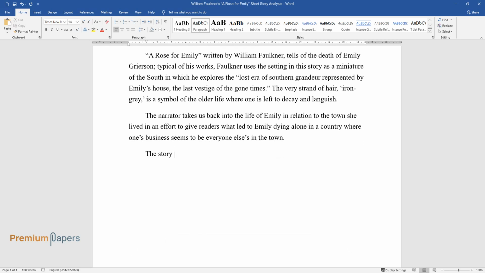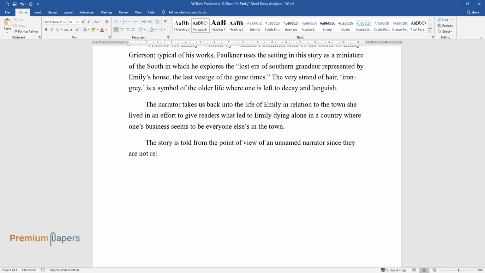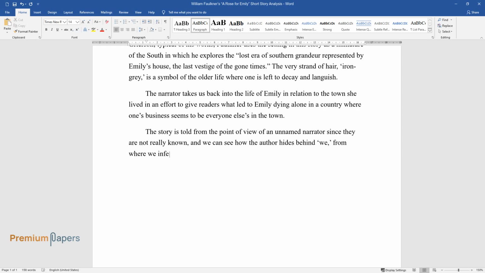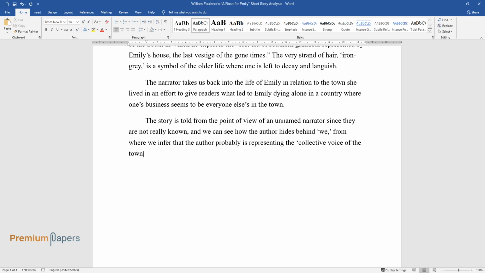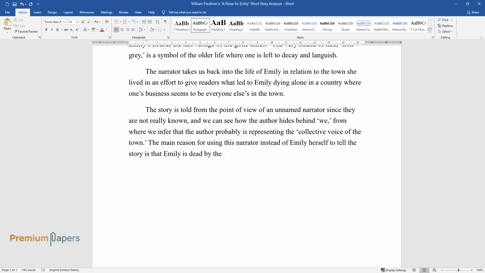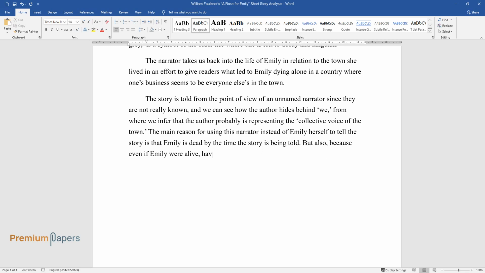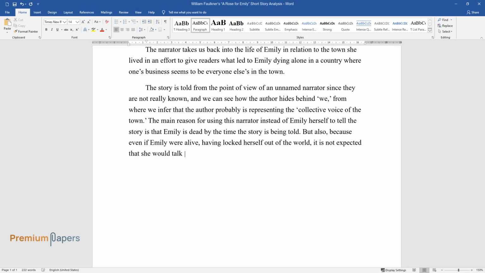The story is told from the point of view of an unnamed narrator, since they are not really known, and we can see how the author hides behind "we," from where we infer that the author probably is representing the collective voice of the town. The main reason for using this narrator instead of Emily herself to tell the story is that Emily is dead by the time the story is being told. But also, because even if Emily were alive, having locked herself out of the world, it is not expected that she would talk to anyone about herself.